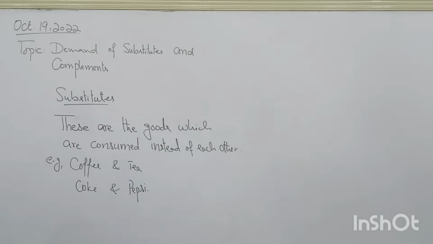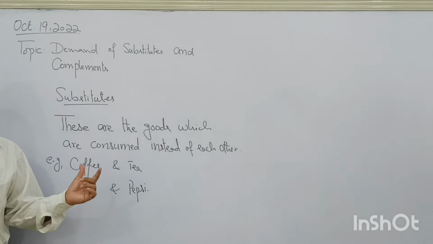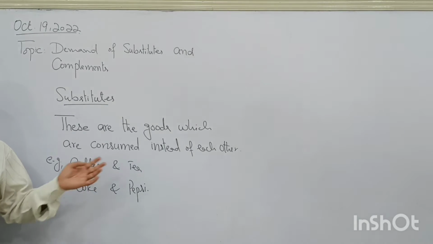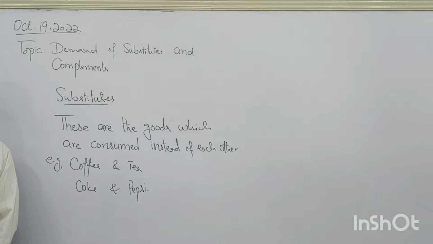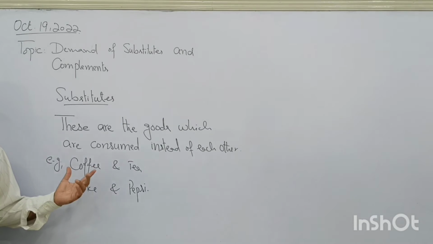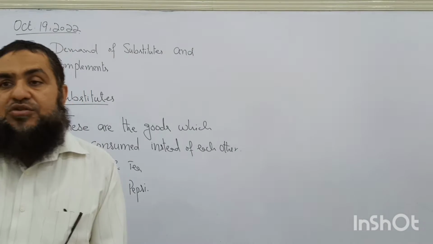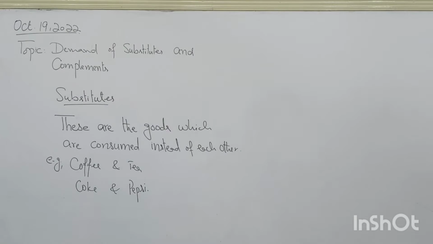Do you think they have the cross relationship with each other? For example, when price of coffee increases, what happens to the demand of tea? That will increase. Consumers will switch over to consuming more tea rather than to have high priced coffee. Okay? Now Coke and Pepsi, they are also the competitors to each other. When Coke becomes expensive, people will switch over to Pepsi. So these are the substitutes.